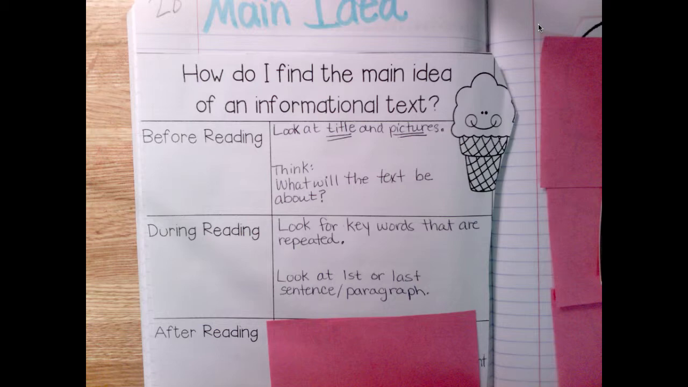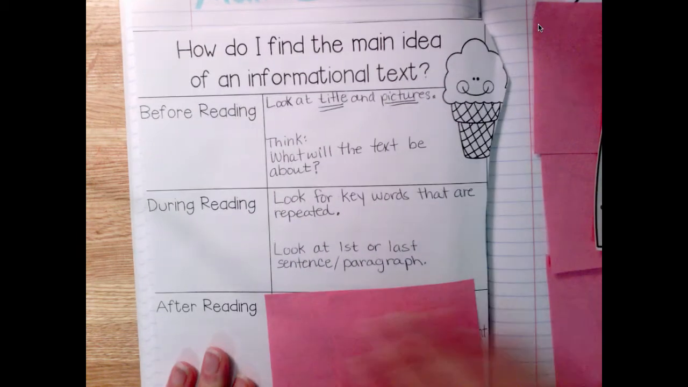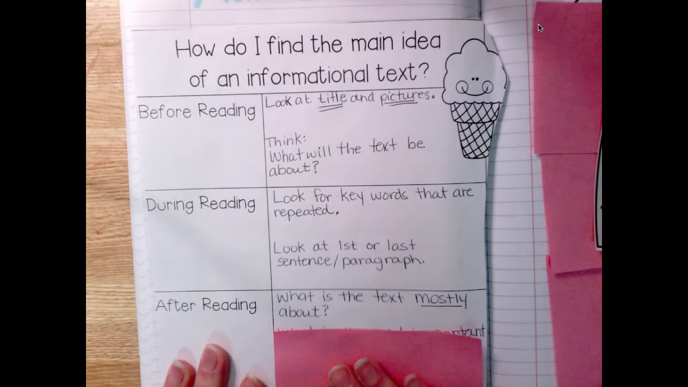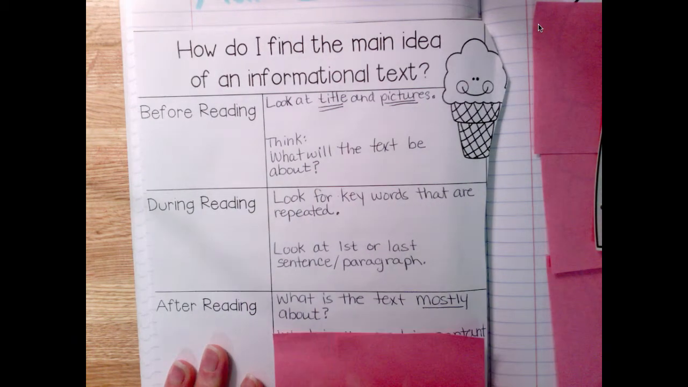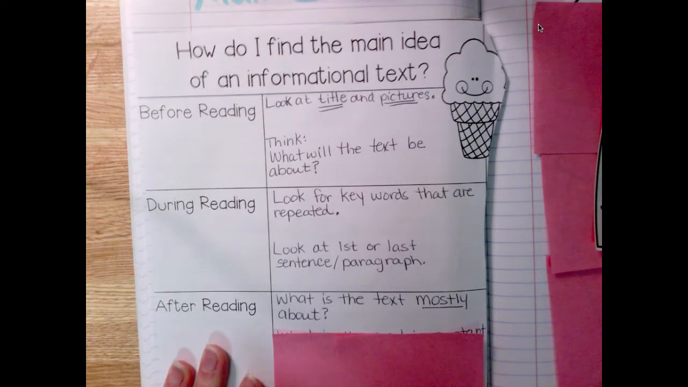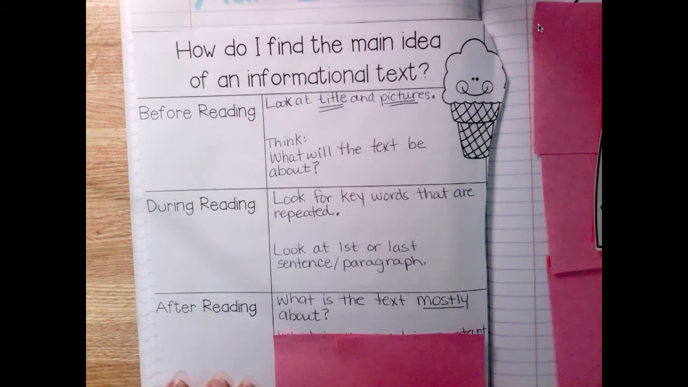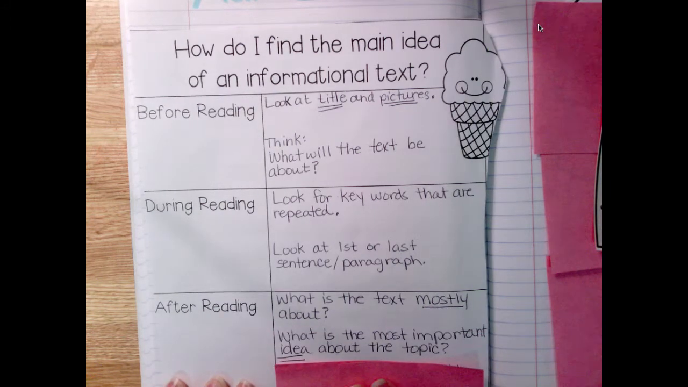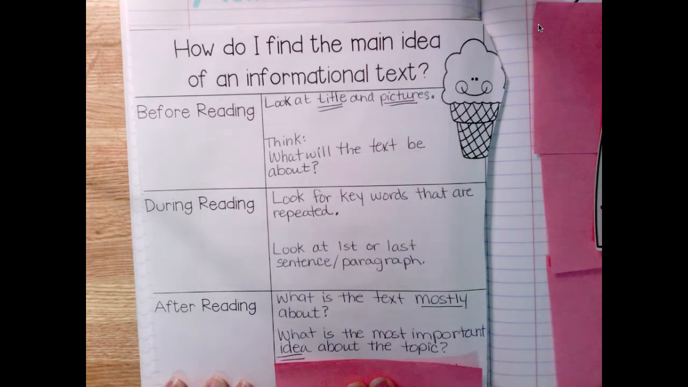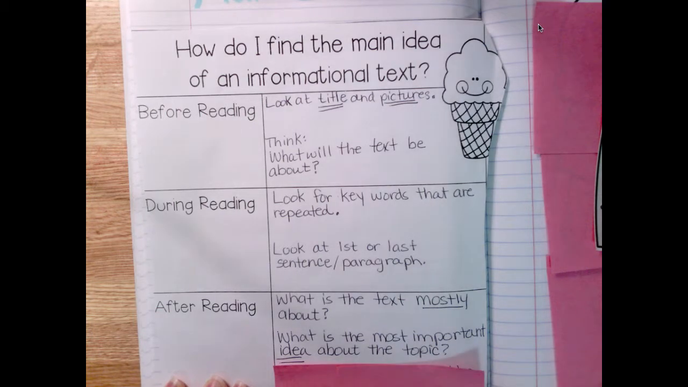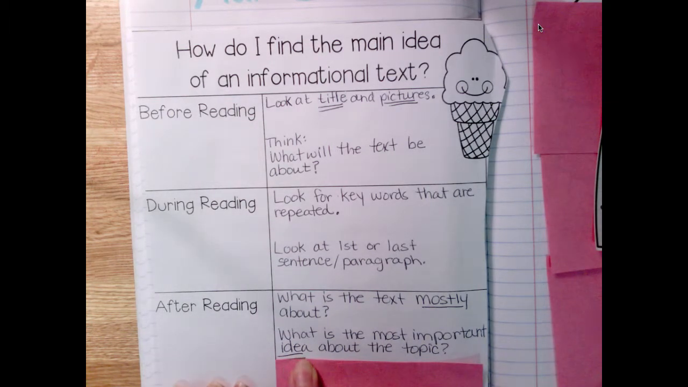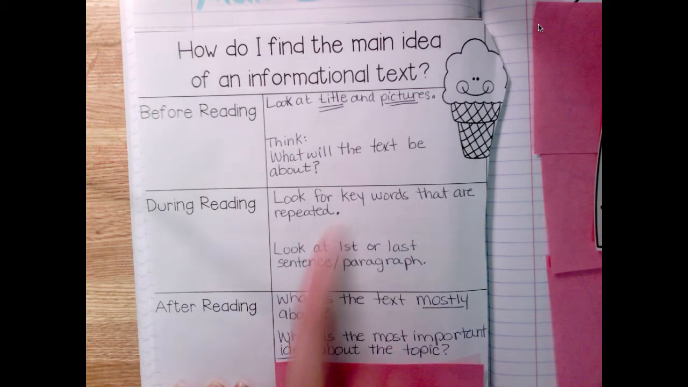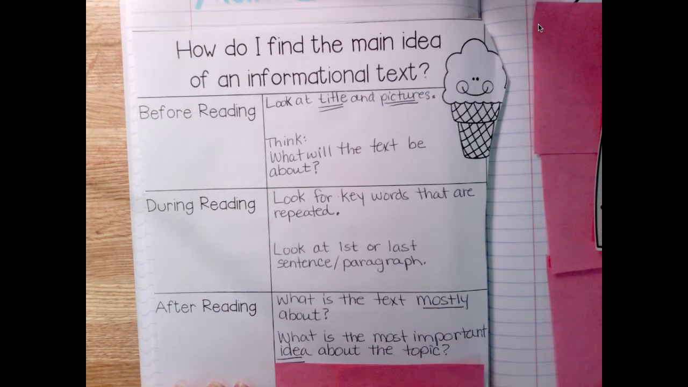All right, and then after you read, you've got some more thinking to do. After you read, you're going to ask yourself, what is the text mostly about, okay? Because all the details should point towards the main idea statement. You're also going to ask yourself, what is the most important idea about the topic? So it might not just be about dogs, that's not specific enough, but it might be how dogs are good pets. So you want the most important idea that they're talking about, and that helps you by thinking about those repeated words. And then that'll help you find the main idea.